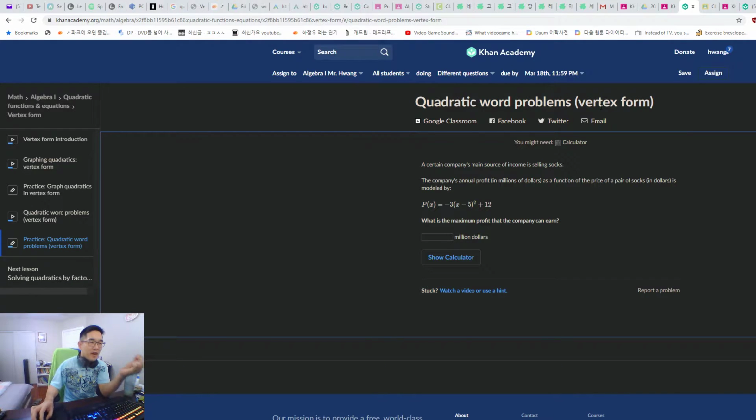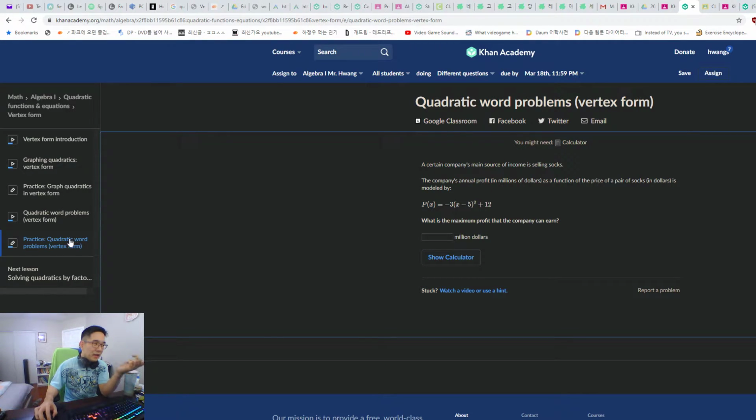It's all about just finding the vertex. 90% of the problems are either finding the vertex or sometimes you just plug in 0 and see what you get when you solve it for 0. So, for example, some of the problems, I get it, they're a little bit harder than usual. So I'm just going to show you some of the problems.